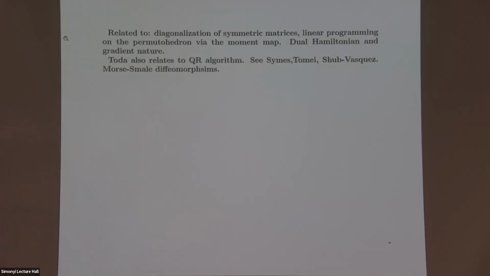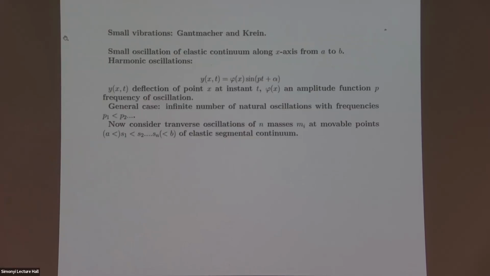This Toda lattice flow, a special case of this, is actually the time one map of the QR algorithm, which is what you use to diagonalize a matrix when you use MATLAB, for example. So it has that nice little application. And it's related to other topological things like Morse-Smale diffeomorphisms.